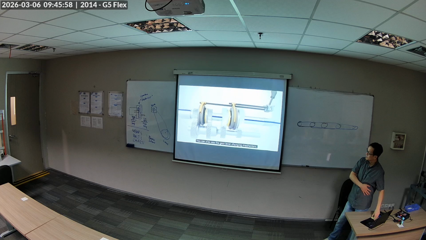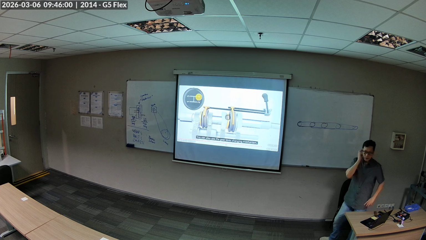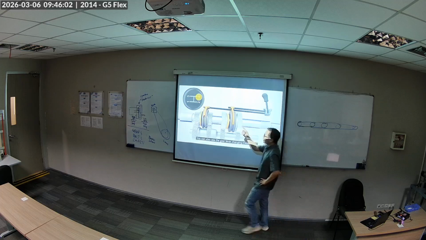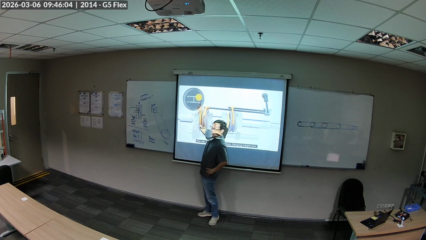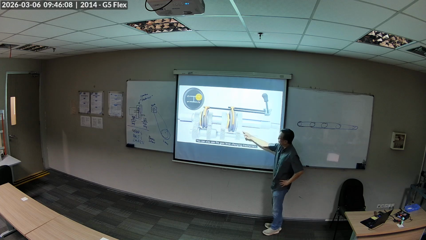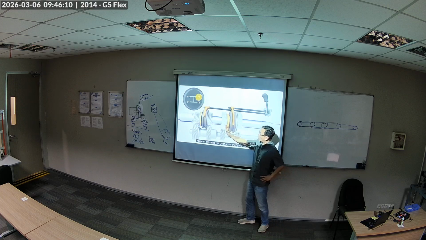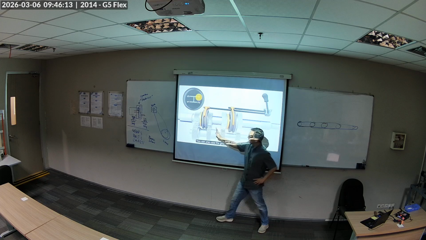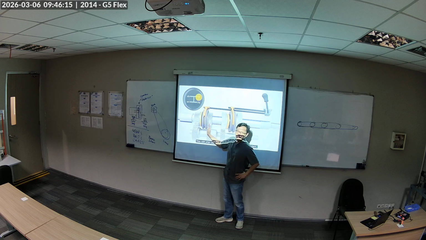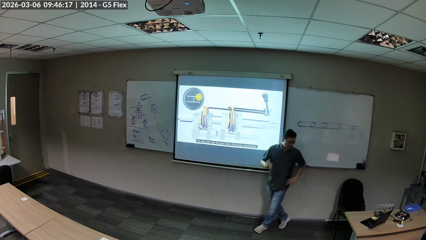You can also see the gear lever changing mechanism. You ever wonder why 1 and 2 is like this, 3 and 4? It's because of this fork, right? 1, 2, 3, and 4. 5. Racing. 5 is separate.